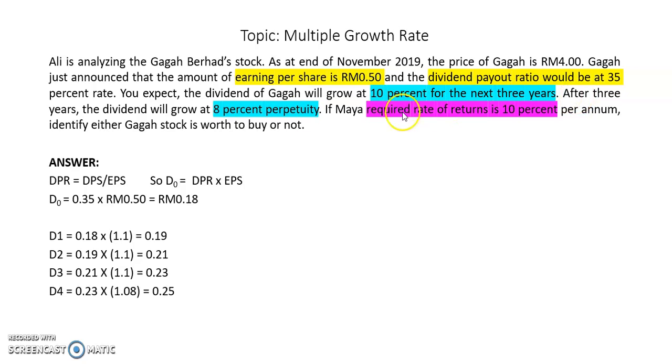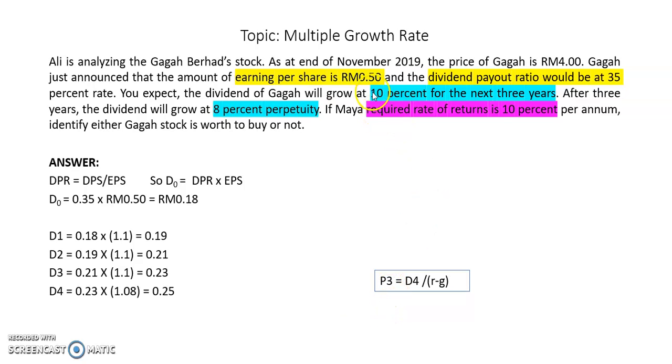However, after 3 years, the dividend will grow at 8%, that's why here we have 1.08. This means that D4 is D3 times 1 plus G, and the G should follow the year 4 growth rate. After you have calculated the dividends, the next important thing you need to calculate is the price. Which year's price do we need to calculate? We need to calculate P3.